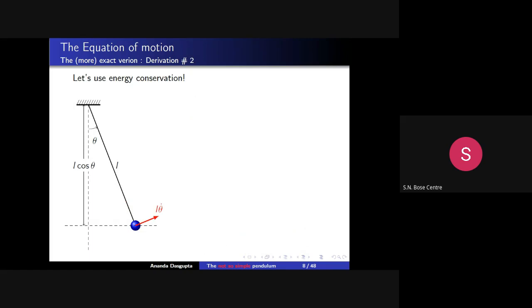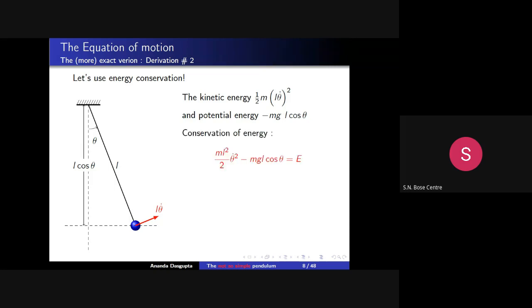Okay. Now, the second version of the more exact derivation, let's go through this very, very quickly. This uses energy conservation. Kinetic energy is half m v square, v is L theta dot. Potential energy, assuming that the point of suspension is where your zero potential energy is, is given by minus mgL cosine theta. So conservation of energy gives you this equation. Of course, we are assuming no dissipation.